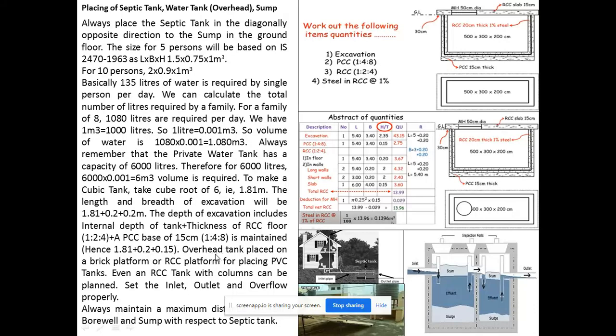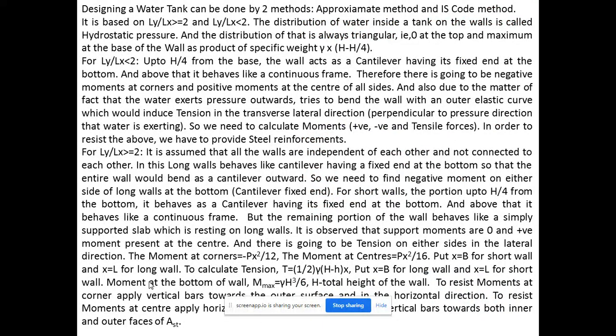Also, an overhead tank can be placed on a brick platform or RCC platform for placing PVC tanks. Even an RCC tank with columns can be planned. Set the inlet, outlet and overflow properly. Always maintain a maximum distance for the borewell and sump with respect to the septic tank.